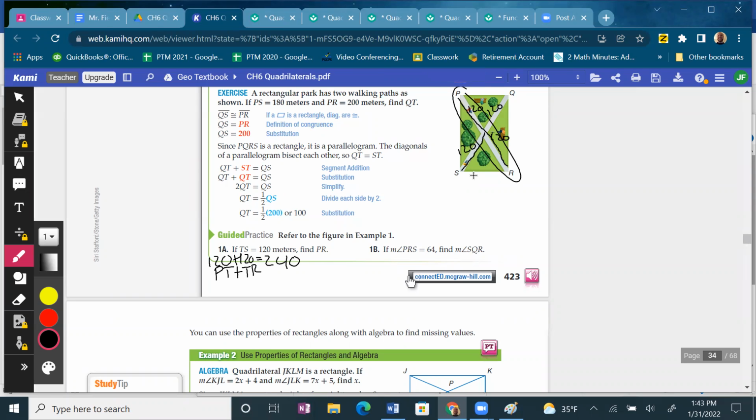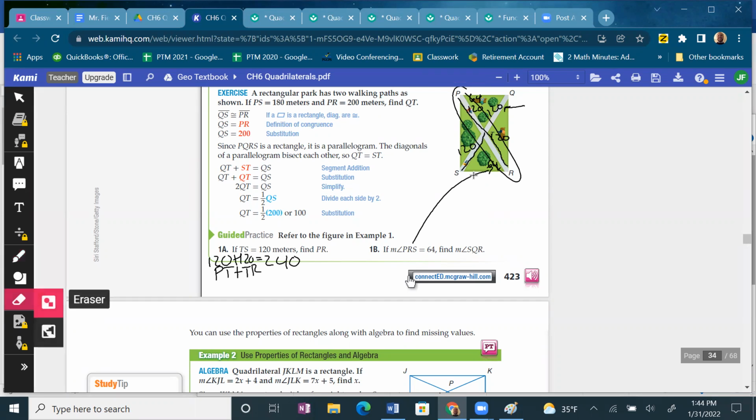All right, if the measure of angle PRS is 64, find SQR. SQR right here. So this is 64. Then what is SQR? Well, we know that this is 64 because they're alternate interior angles. And then also, there's so much that we know that we could say. I need to erase a little bit.